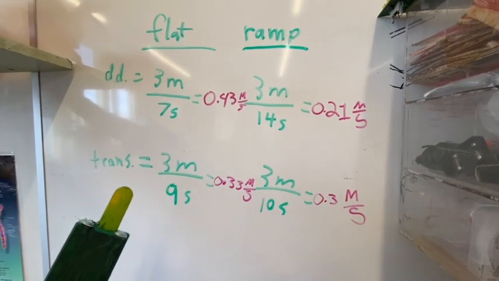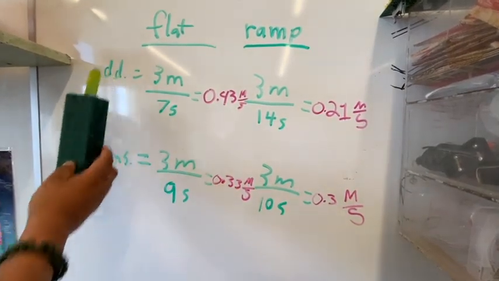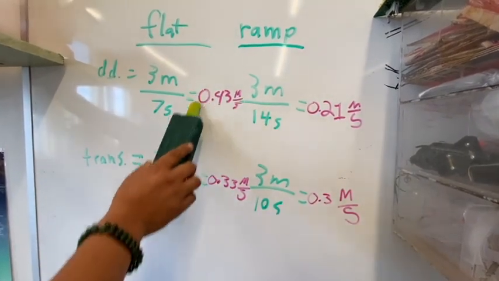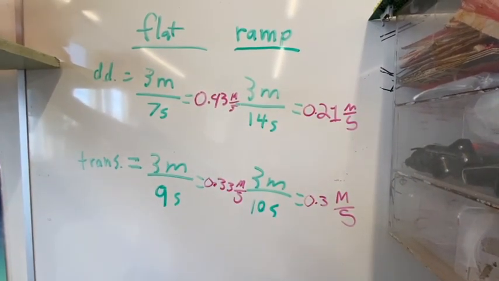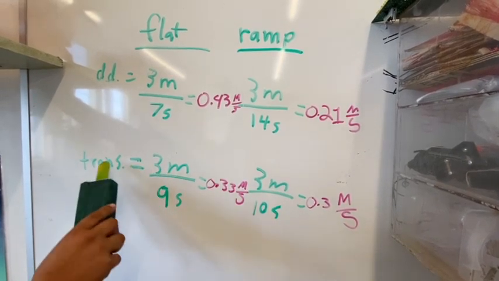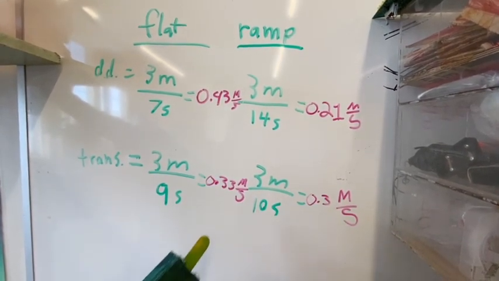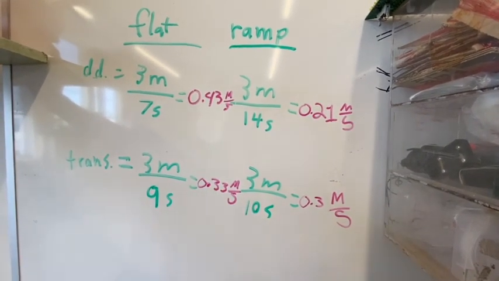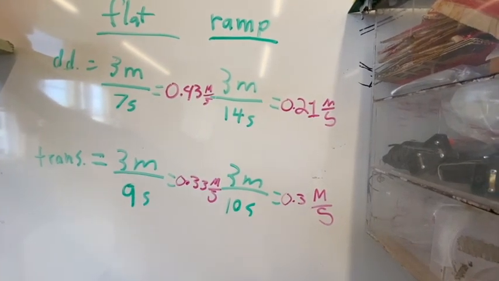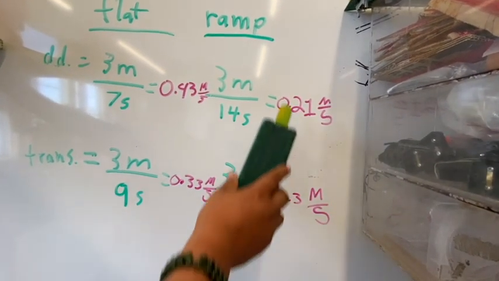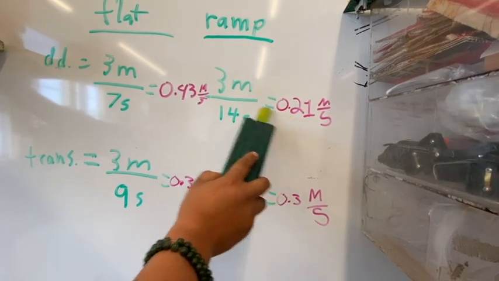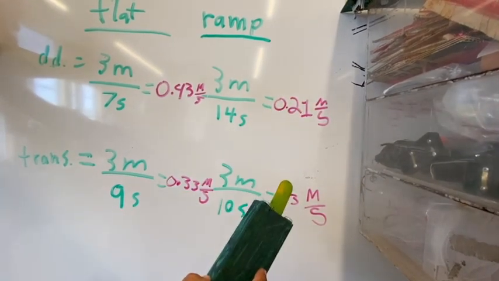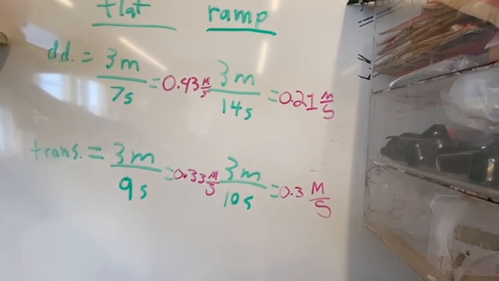All right, now comparing them the other way around, direct drive and transmission on a flat surface, right? So the flat surface numbers for direct drive were a lot higher, and for the transmission it was 0.33, right, which is a little bit lower. That's a whole 0.1 lower. And the opposite is true for the ramp, right? In the ramp, the direct drive went 0.1 lower than the 0.3 of transmission.